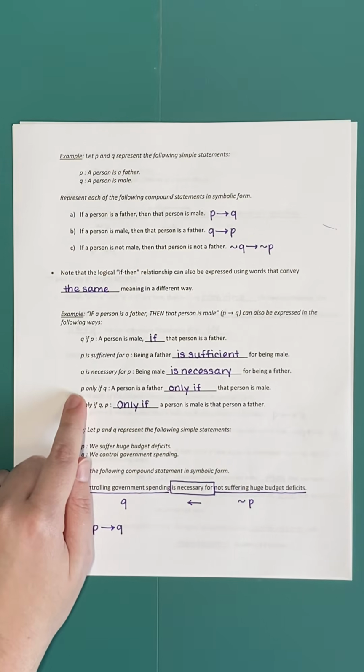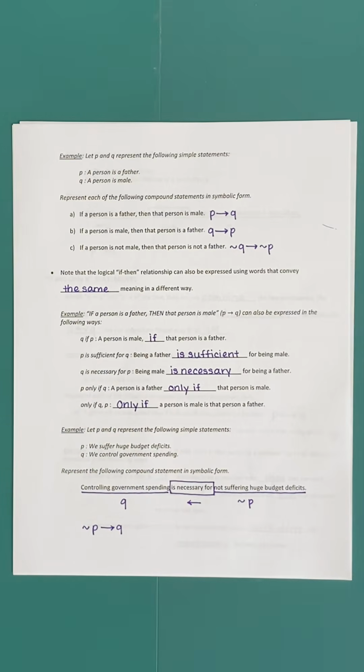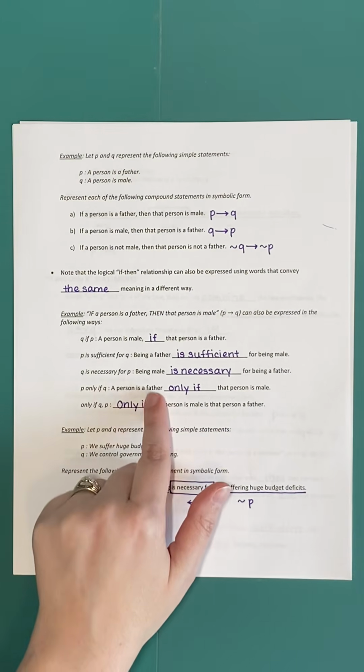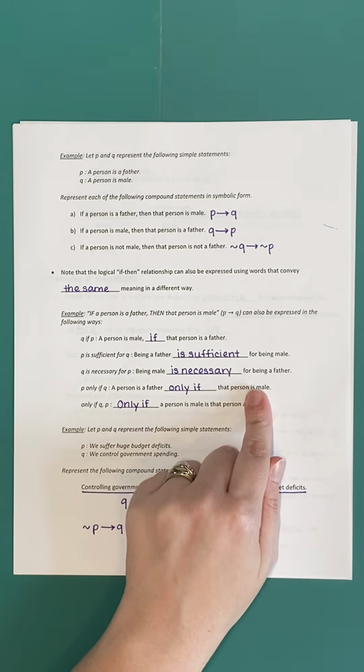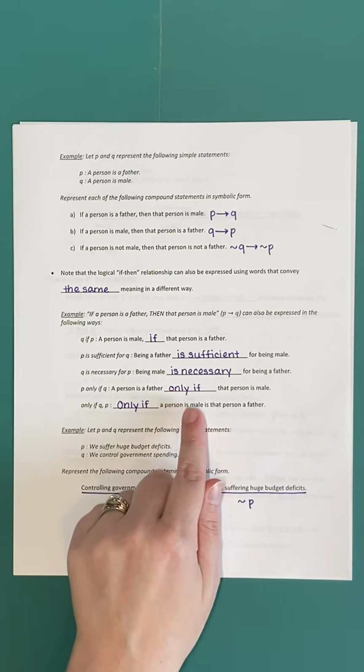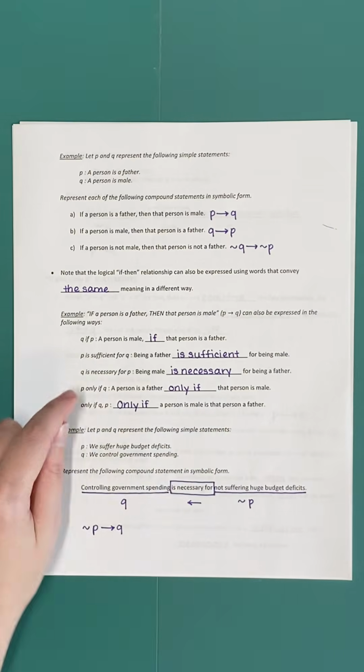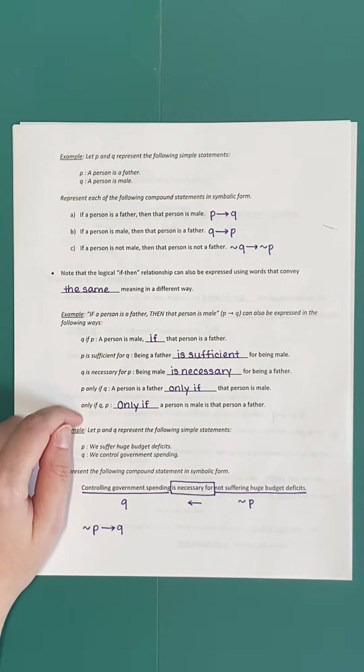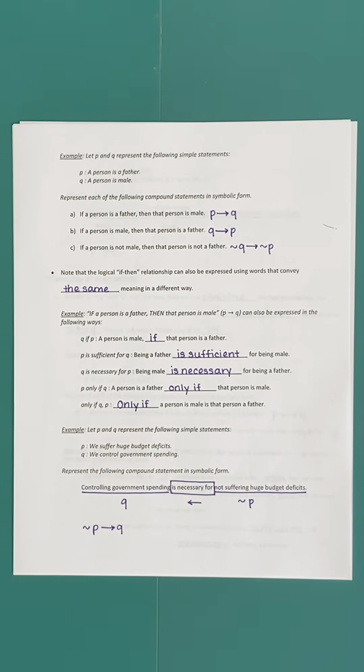P only if Q. This is a necessary kind of thing again. A person is a father only if that person is male. Or we can flip it, same construct, flipped order. Only if a person is male is that person a father. Now these last two in particular might be kind of weird to word, but again, like we talked about in the last video, ideally you want to communicate things in the most straightforward way possible, but that doesn't necessarily mean that the communication you encounter in life will always be written that way.